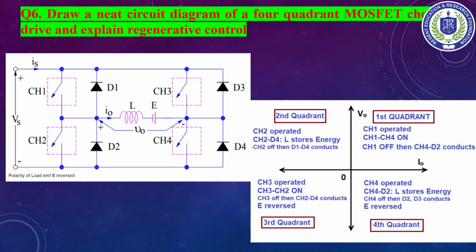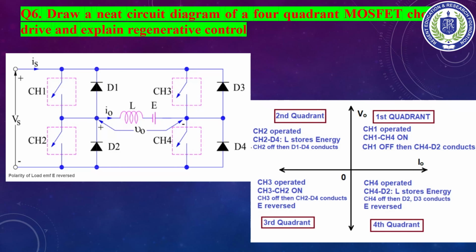Hello everyone. So we have come to the last question of the Group B of electric drives question paper for the year 2024. So the question is, draw a neat circuit diagram of a four-quadrant MOSFET chopper drive and explain regenerative control. So left hand side figure is a circuit diagram of a four-quadrant MOSFET chopper drive.